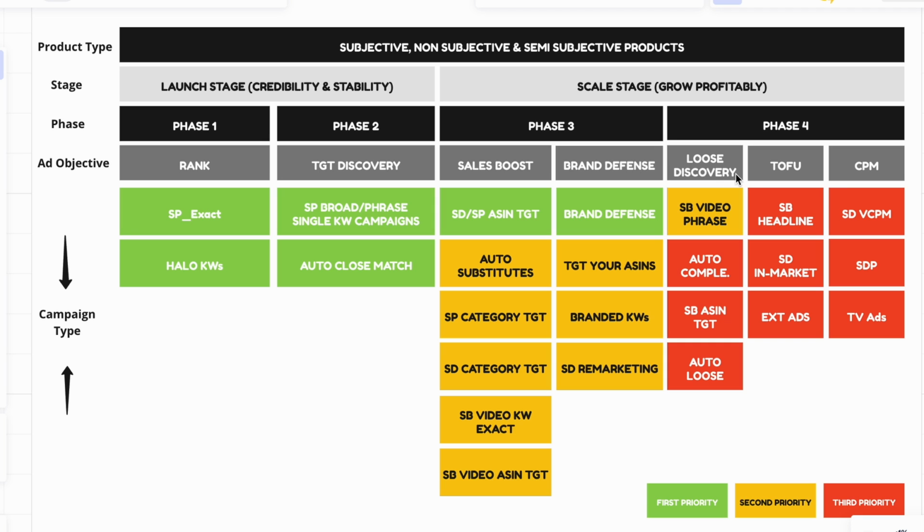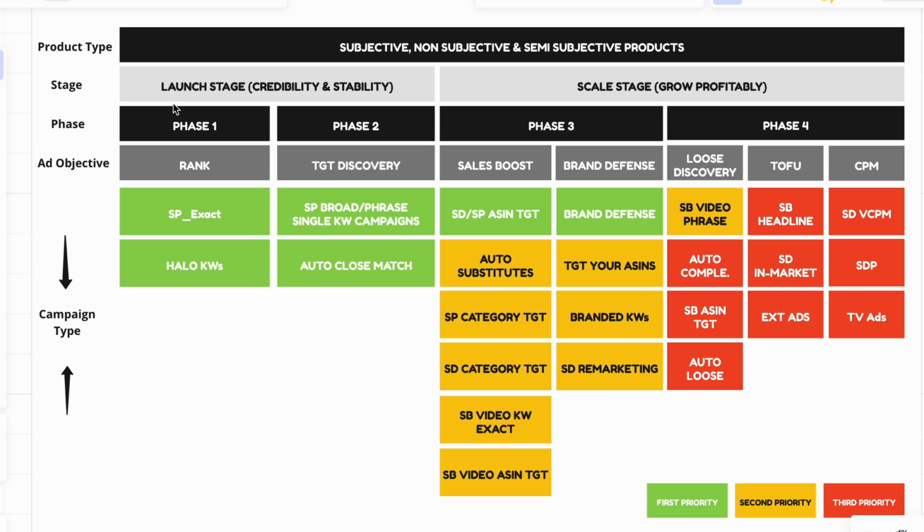With that context, given this understanding of various phases and various ad objectives: rank, targeted discovery, boost, defense, loose discovery, TOFU, and CPM, it is also important to note that your approach when you apply what will differ depending upon your product type. Let's say if it is a non-subjective product, you clearly see your like-for-like competitors, you clearly see the search volumes, so you would go with this flow, right? Because on day one itself you have important keywords, you have your master keyword list, you'll go and target, you will go and run ads, right?